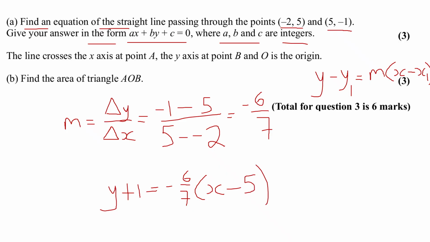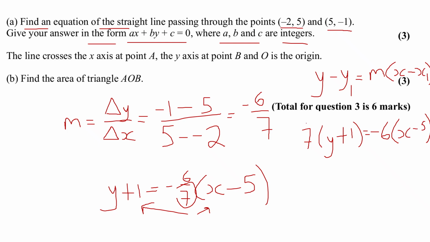Next step, I'm going to multiply by 7 on both sides to get rid of this fraction on the left hand side. So we have 7 lots of (y plus 1) equal to -6 lots of (x minus 5). Now I'm going to expand the brackets: 7 times y, 7 times 1. So we have 7y plus 7 is equal to -6x plus 30, expanding the bracket on the right hand side.